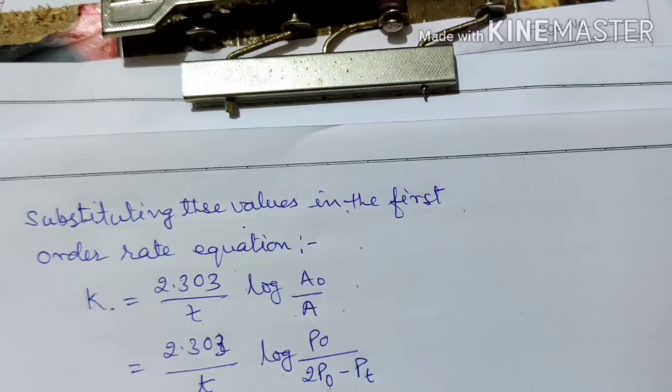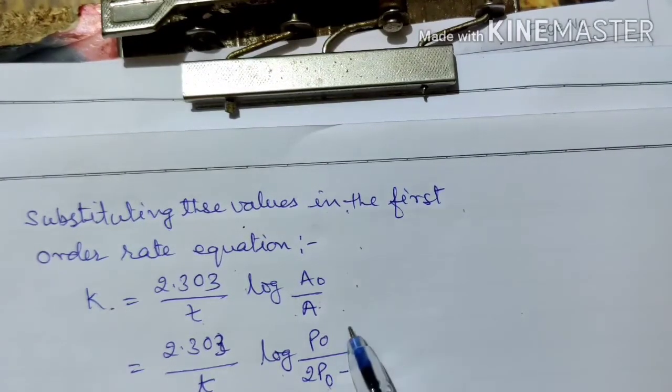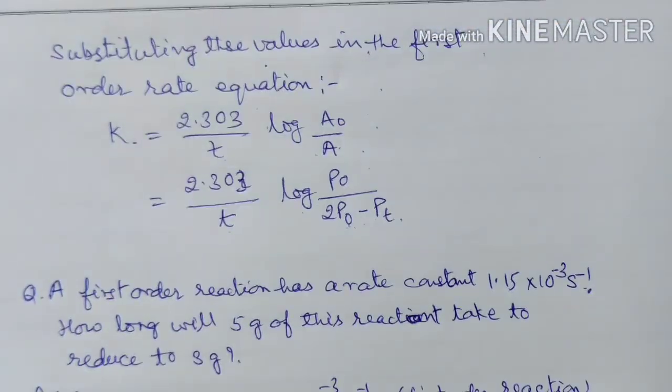PA is 2P0 minus PT. So that is the value for the PA, that is the pressure of A after time T, represented by PA. So after time T the pressure is PA, and that is directly proportional to the concentration of A after time T. So we can write here P0 upon 2P0 minus PT. Now we will solve some numericals based on this.